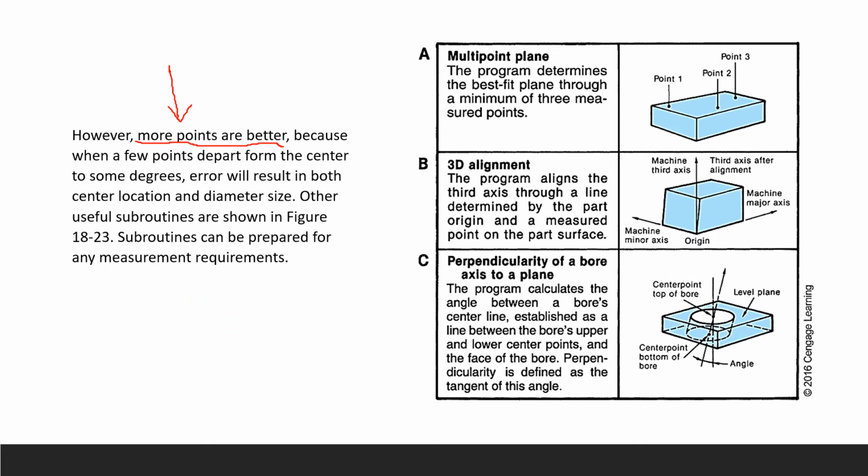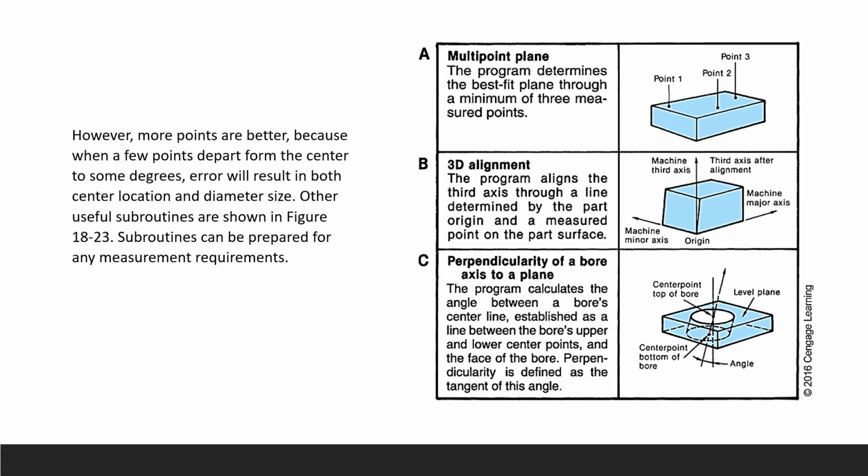It's because when a few points depart from the center to some degree, meaning some deviations, you will have error. You will have error in the center location and diameters, like here in this example, we're dealing with a circle. Other useful subroutines are shown right here in this picture.